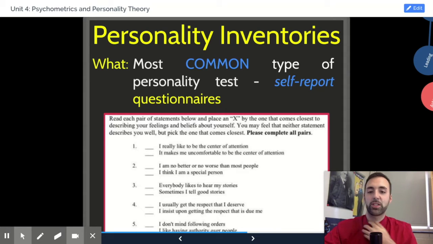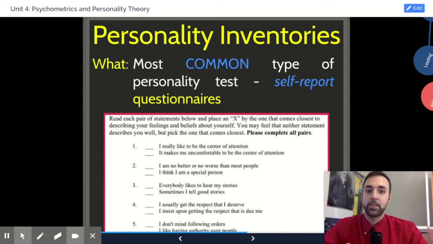Personality inventories are self-report questionnaires. They can be true or false, rate on a 1 to 5 scale, place an X for whatever applies. They are by far and away the most common type of personality test that exists. The screenshot there at the bottom is an example of some of the questions that you could encounter on a personality inventory. I really like to be the center of attention. I am no better or worse than most people. Everybody likes to hear my stories. Questions like that are what you would anticipate on these self-report questionnaires.